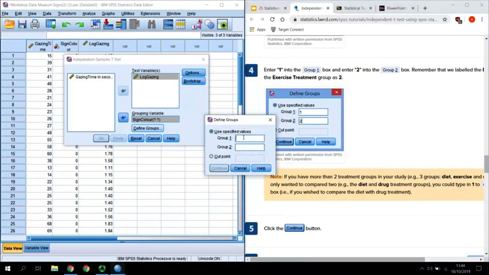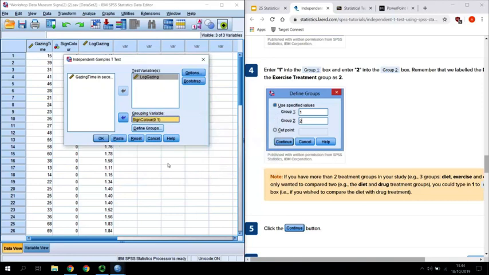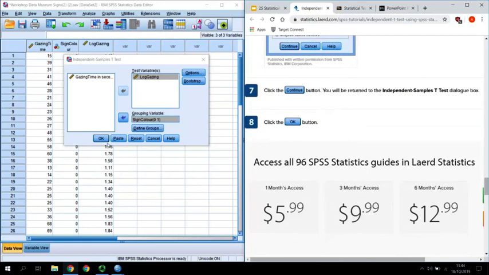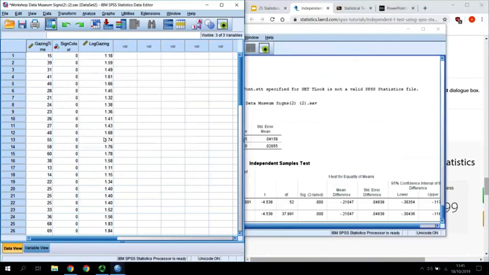In our example, you can see here we've got zeros. That's because we coded ours as 0 and 1. So we're going to put 0 and 1 in there. And that's just so SPSS knows what groups to compare. Sometimes you have more than 2 groups. It has an option here to change the confidence interval, but we're not going to do that. So now we click on OK.